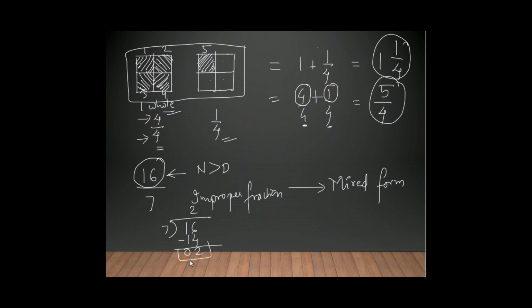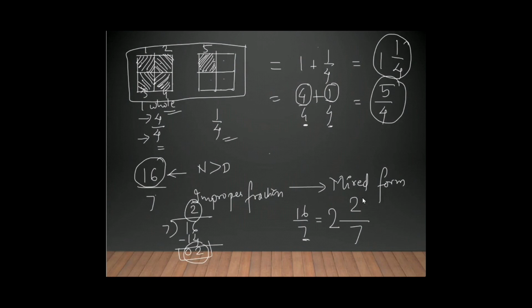So when I do the division, this 16 sevenths, which is the improper form, when I write it in the mixed form, 7 will still stay in the denominator, the quotient you got goes as the whole, and the remainder you got goes in the numerator. So 16/7 we can write as 2 wholes plus 2/7 fraction part. Okay. Now what is the other way to do it?